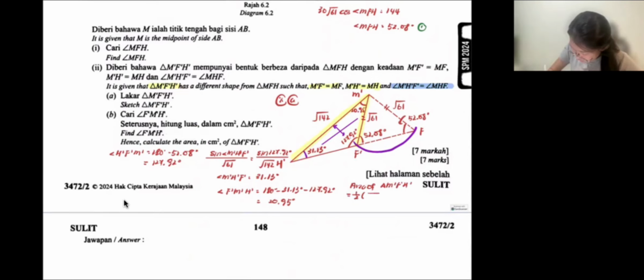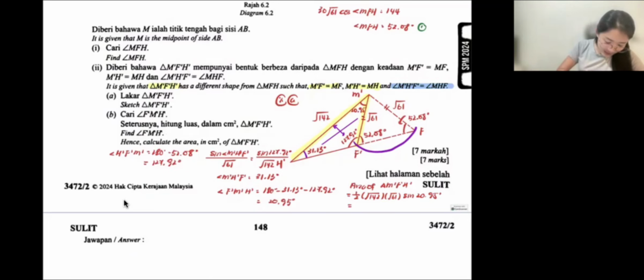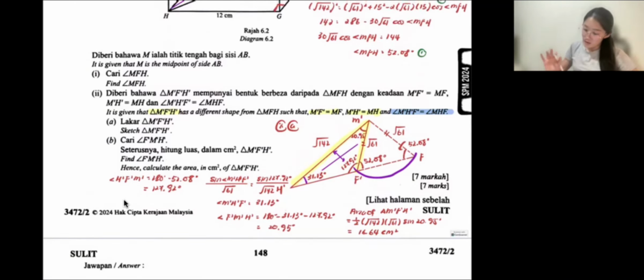1 over 2 times Surd 142 times Surd 61 sine 20.95. Sorry, I got no space over here. So sine 20.95 times 1 over 2 times Surd 142 and also Surd 61. Okay, 16.64 cm squared. So total 7 marks over here. Let me see.